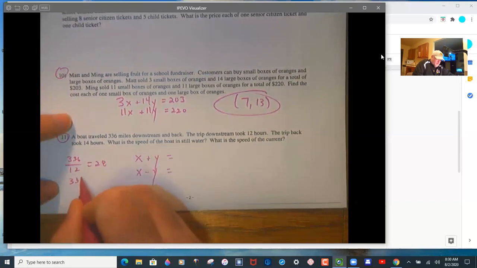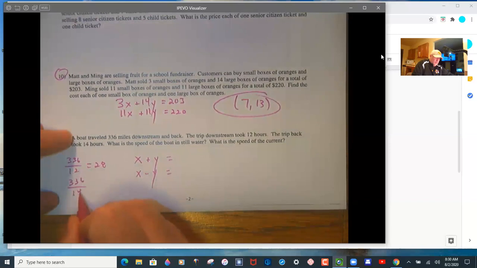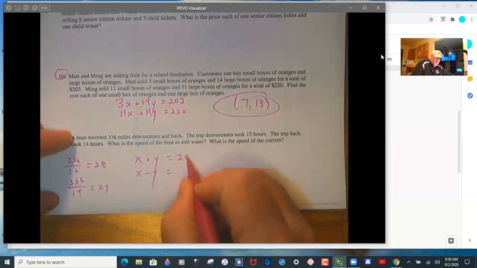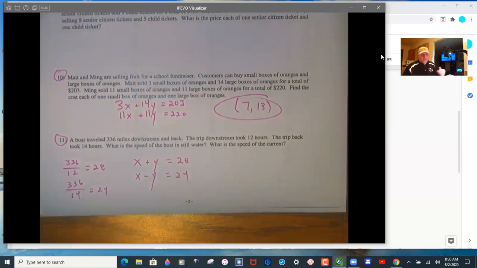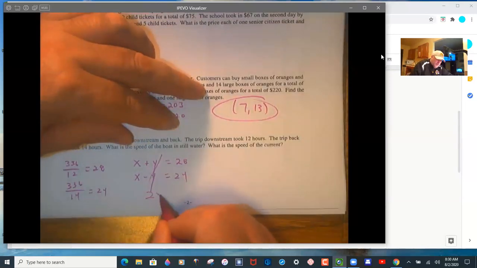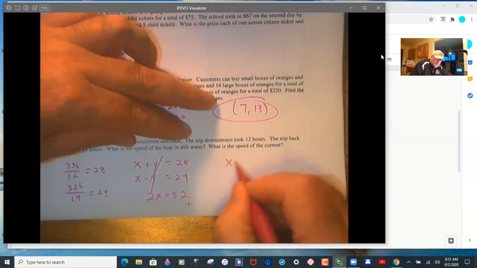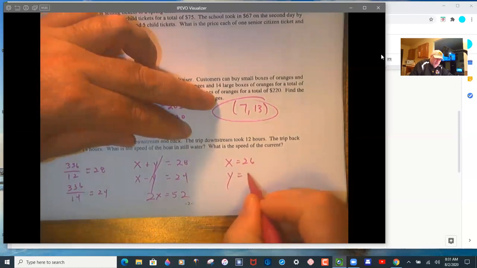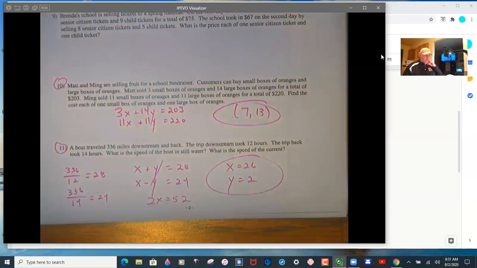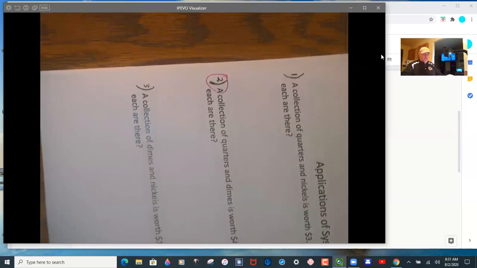And then 336 over 14 gives you 24. So the 28 again is with the current, the 24 is going against. So speed of the boat and then speed of the current are the x and the y. You solve this. So x is 26 and then y is going to be 2. So 26 miles per hour and 2 miles per hour is the current. Okay, many more to go.